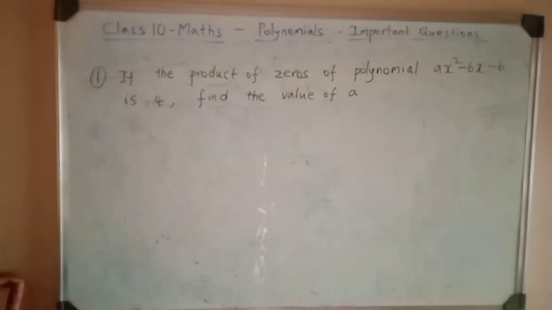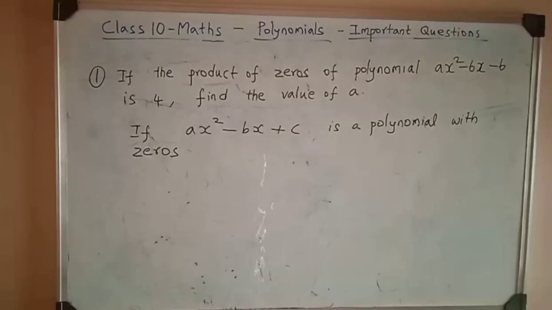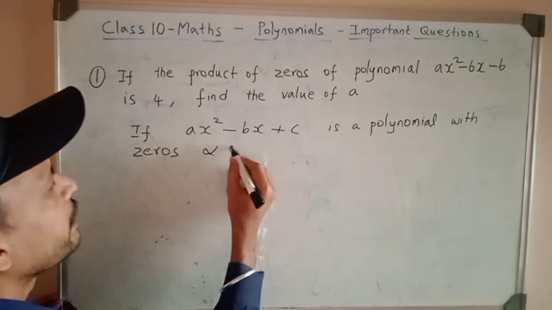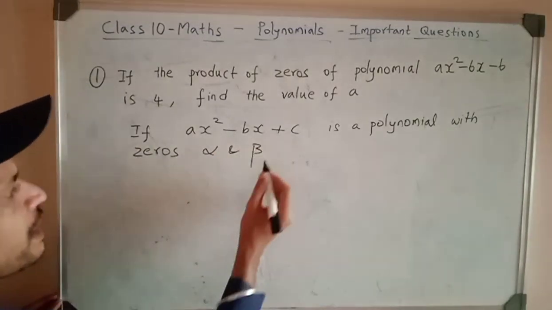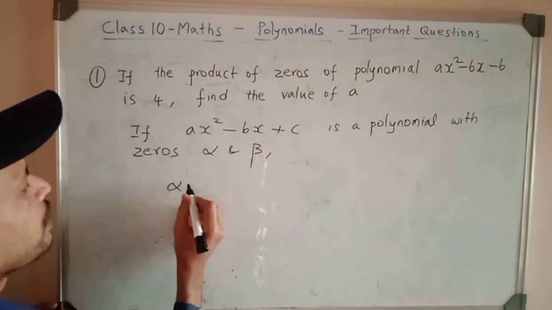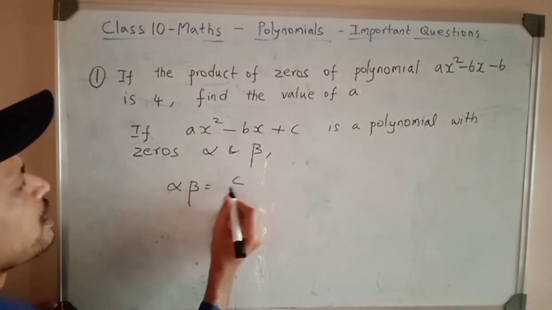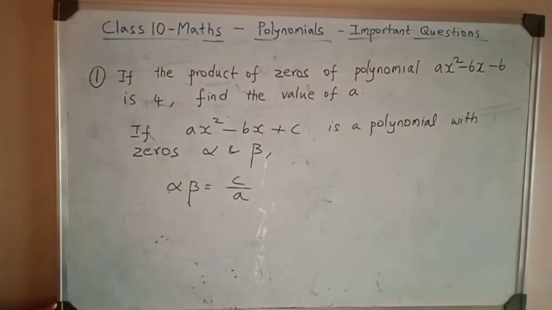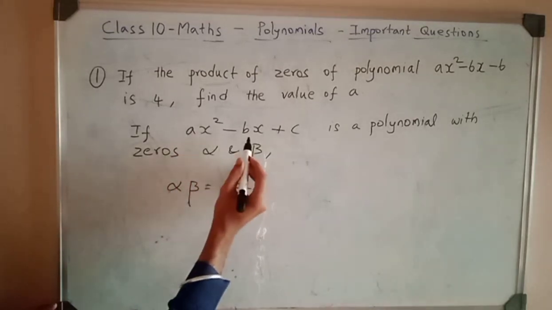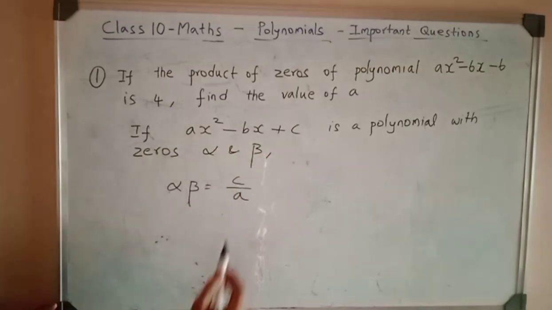So to find the value of a, we can use the relation between the coefficients and the zeros. If ax square minus bx plus c is a polynomial with the zeros alpha and beta, we can write the relationship between the product of zeros and the coefficients like this: alpha into beta is equal to c by a. So here a is the coefficient of x square, b is the coefficient of x, and c is the constant term, and alpha and beta are zeros of the polynomial.